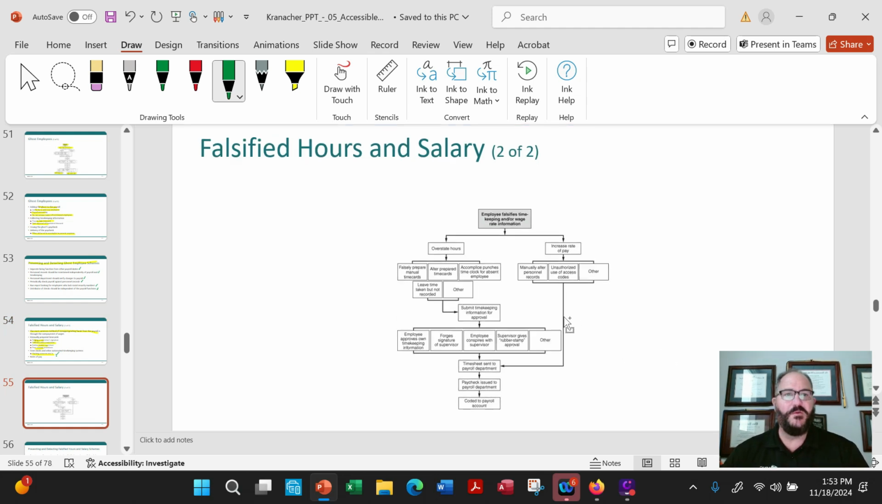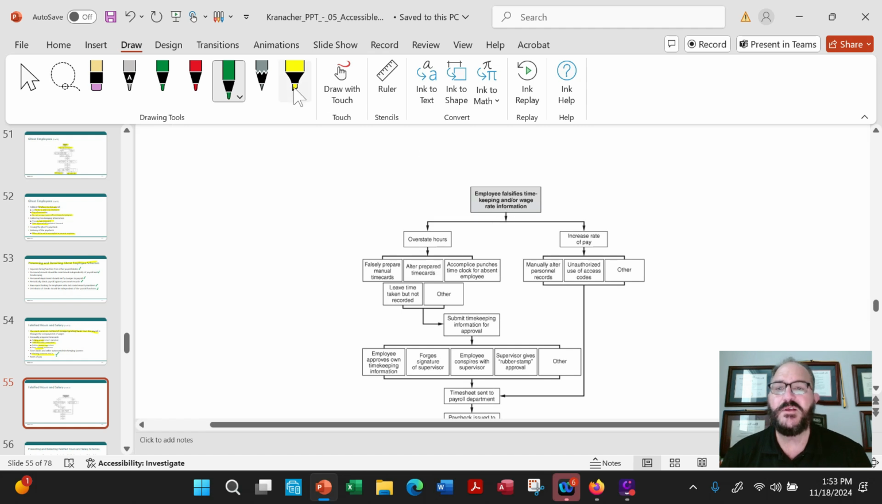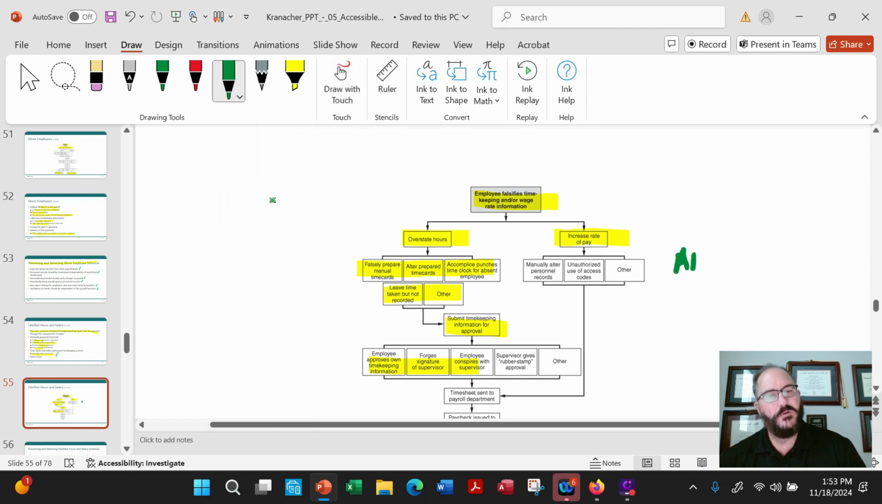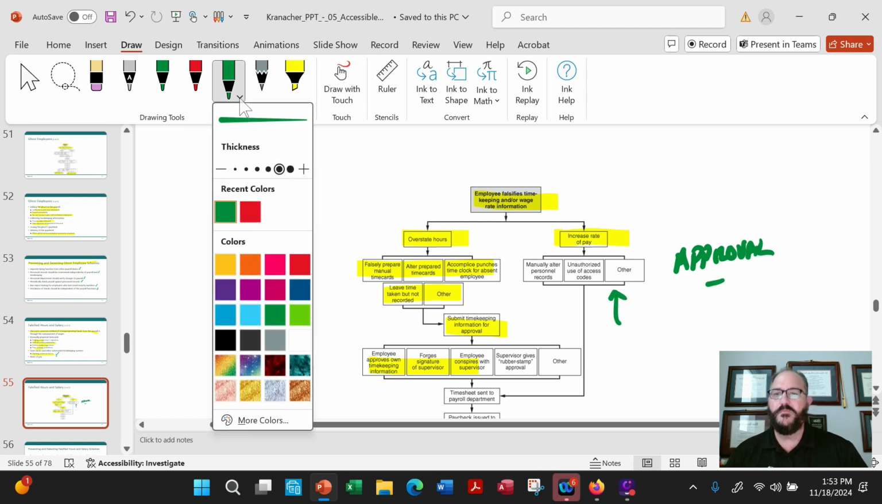Here's a little bit about falsifying hours. Let's take a look. Employee falsifies timekeeping record. Okay, well, that's a good start. Overstate the hours or change the pay. I think increasing the rate of pay is harder to do because you have to get approvals. But over here, changing the number of hours is a little bit easier to do. Normally this requires more approval, so that's a little bit harder to do. Okay. All right, let's take a look.